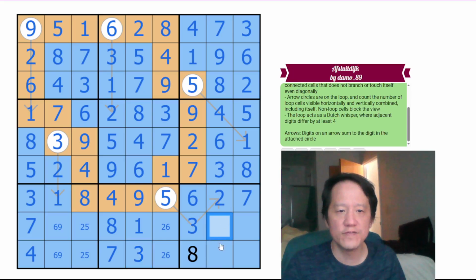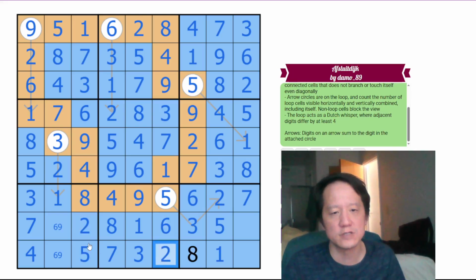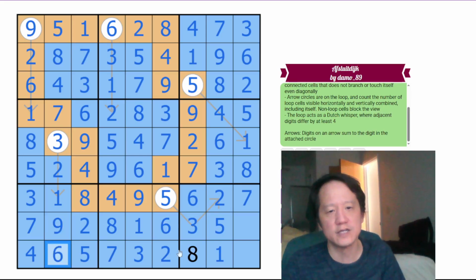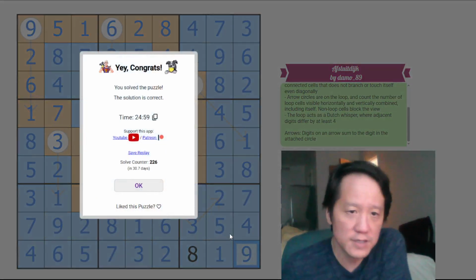We have 1 and 5 remaining in column 8. This can't be 1 because of the 1 in the row, so this is 5. This is 1. 5 eliminates 5 here. So this is 2 and 5. 2 eliminates 2 here, so it's 6 and 2, which makes this 9 and 6. Therefore, this is 4, and this was 9.